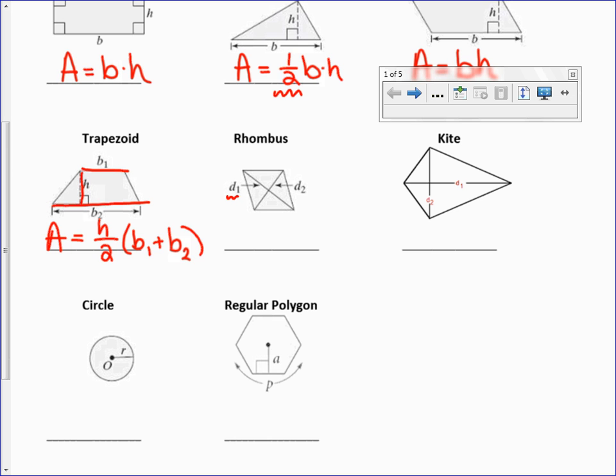A rhombus. Rhombus formulas are defined by their diagonals, and the area of a rhombus is 1/2 the product of the diagonals. 1/2 d1 times d2. A kite also has perpendicular diagonals, as does the rhombus, in case you forgot, and has an area formula that's the same as a rhombus. Area equals 1/2 the product of the diagonals.